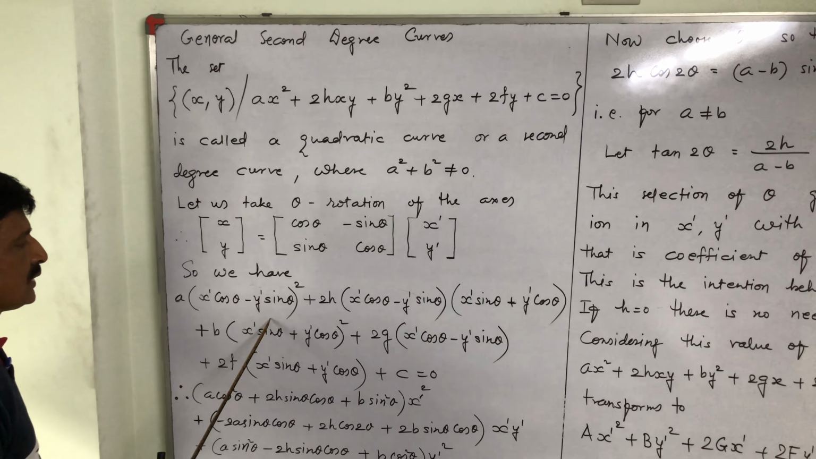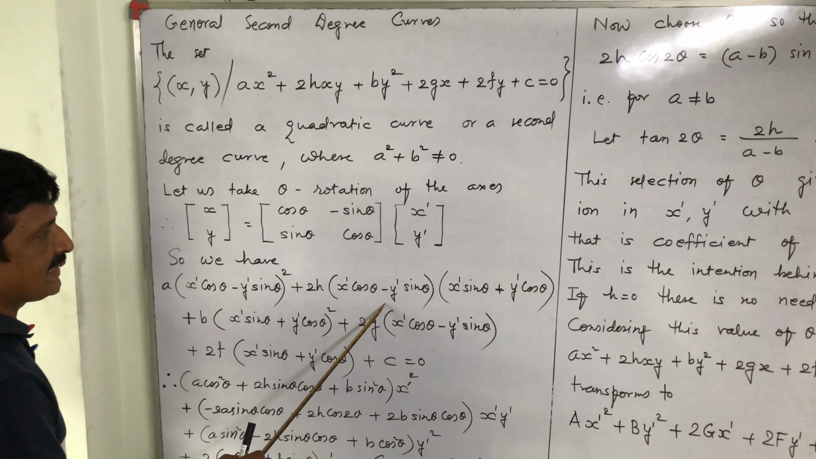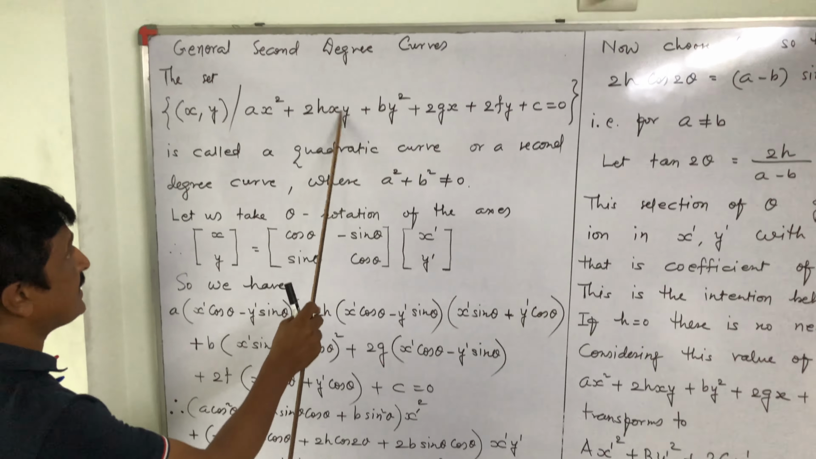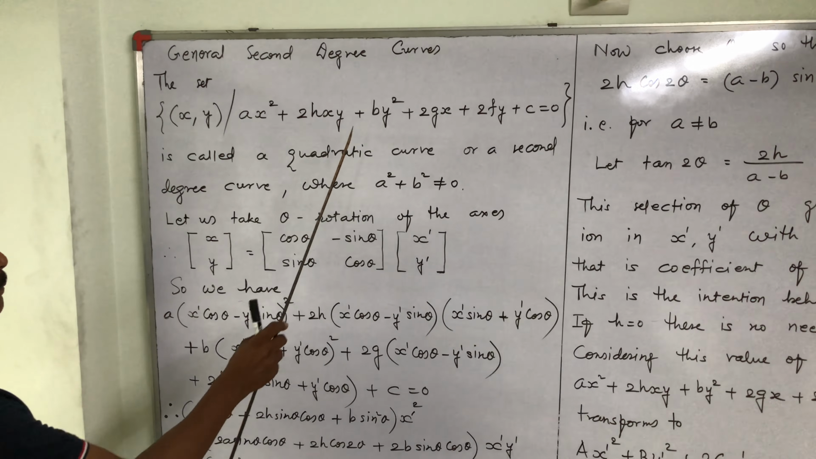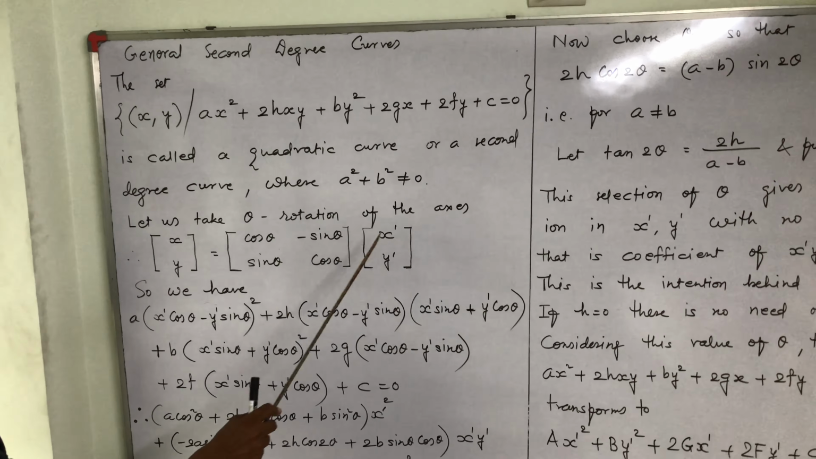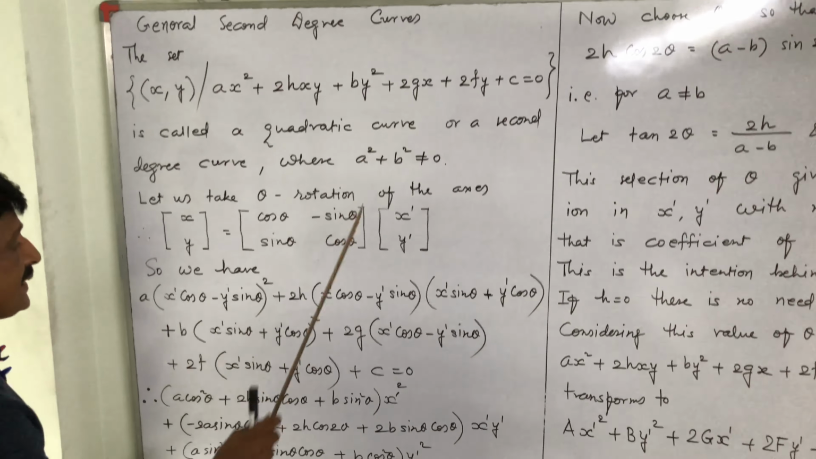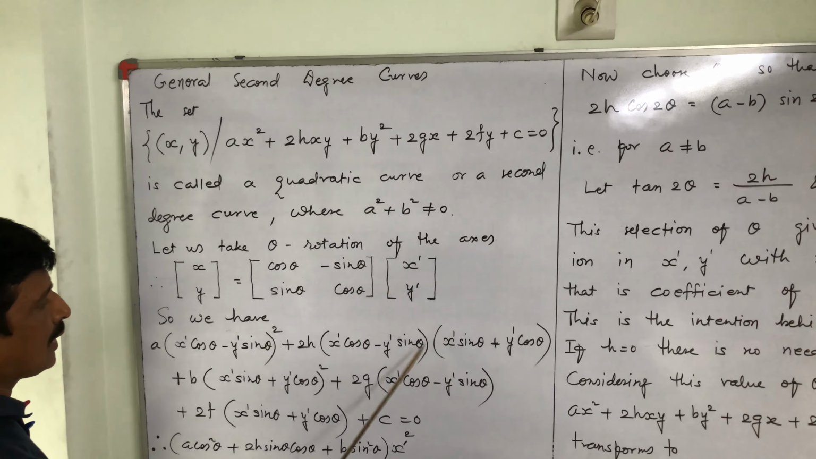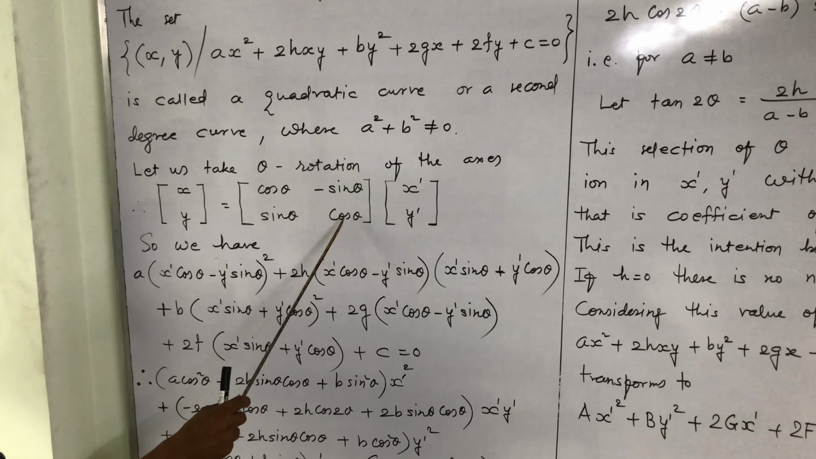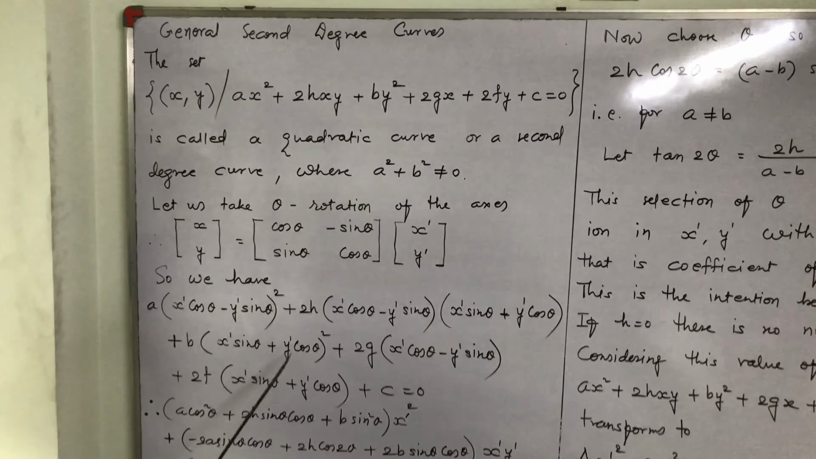So a times this square, plus 2hxy, where x is x' cos theta - y' sin theta and y is x' sin theta + y' cos theta, plus by², where y is x' sin theta + y' cos theta, whole squared, plus 2gx, where x is replaced by x' cos theta - y' sin theta, plus 2fy, where y is x' sin theta + y' cos theta, plus c = 0. So the equation transforms into this.